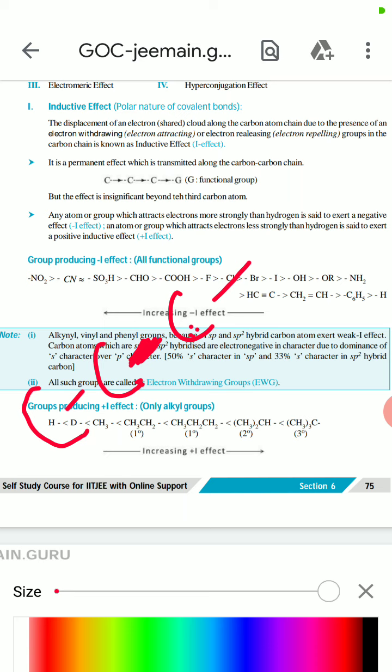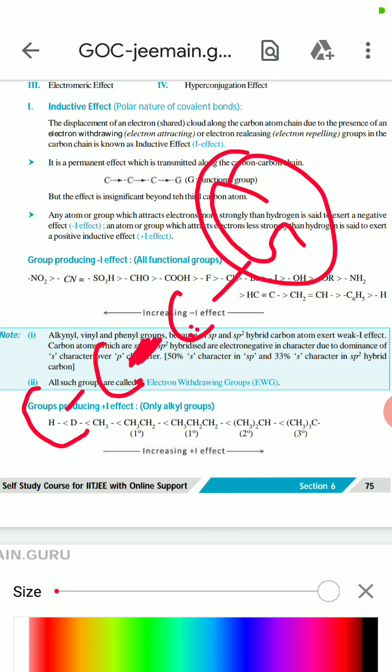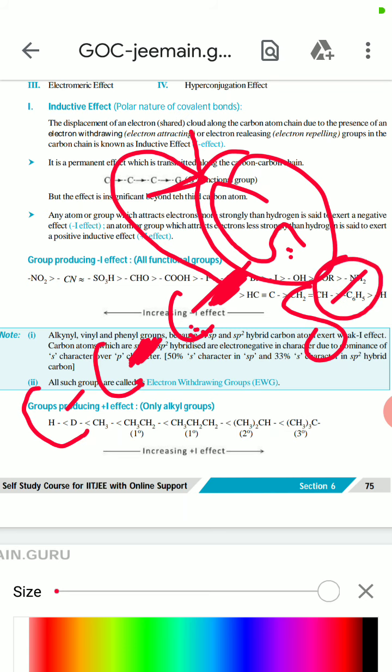But suppose here a group is attached. That group has more electronegativity than this carbon. Then what happens? The shared electrons of this sigma bond will be attracted towards this group, and this group becomes partial negatively charged, and this carbon acquires partial positive charge.